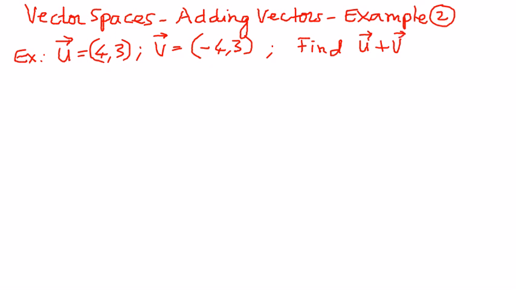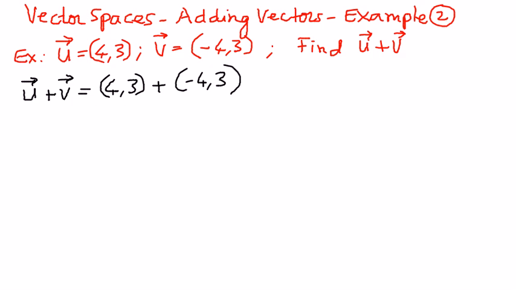So the way to do that is as follows. We will first add these two vectors to see what we get, vector u plus vector v. So the way to do that is we write the components down first. 4, 3 are the components of vector u, and then plus -4, 3 are the components of vector v. So when we add these two, we're going to write them out in this manner.